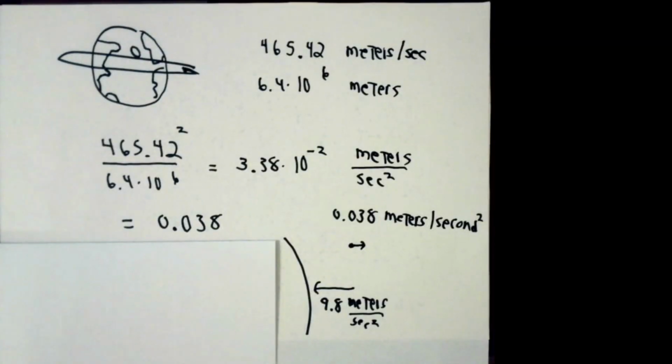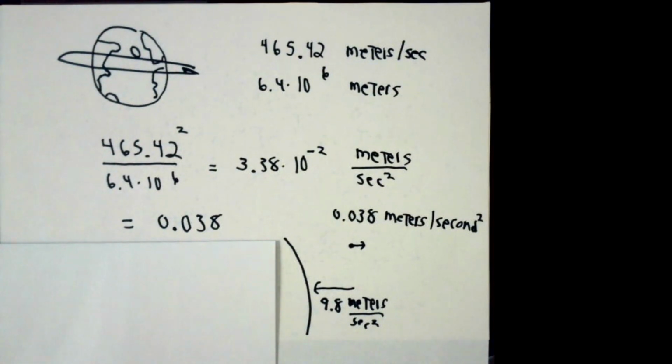The magnitude of the acceleration caused by this circular motion is easily calculated. This is speed squared divided by radius, which works out to be 3.38 times 10 to the minus 2 meters per second squared. Since of all of these circles, the radius is largest at the equator, this is the largest acceleration of this type that you'll see.